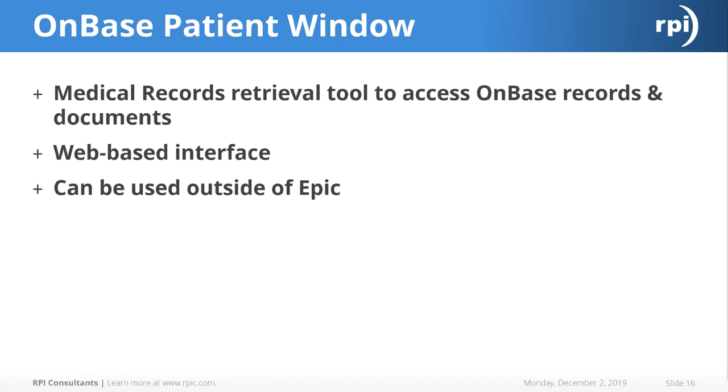The OnBase patient window is a medical records retrieval tool that can provide Epic users access to OnBase records and documents within a web-based interface. The integration is available for OnBase systems that are configured for the OnBase integration for Epic or signature deficiency for Epic. Because it is web-based, you actually can also look at the OnBase patient window outside of Epic. But of course, in this instance, we would be looking at it within Epic.